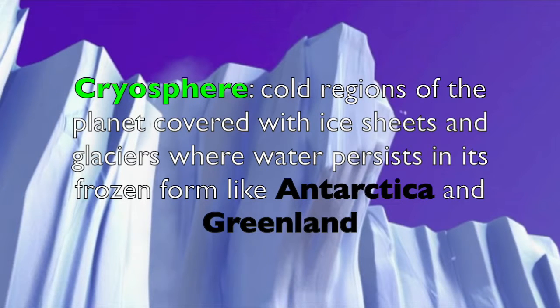And lastly, we have the cryosphere, which is a term for the cold regions of the planet where water persists in a frozen form. These regions are covered with glaciers and ice sheets or with permanently frozen soil. The two most important regions of the cryosphere are the continental ice sheets of Antarctica and Greenland.